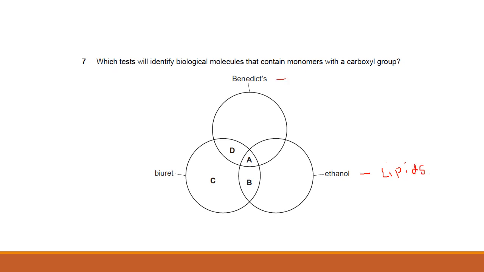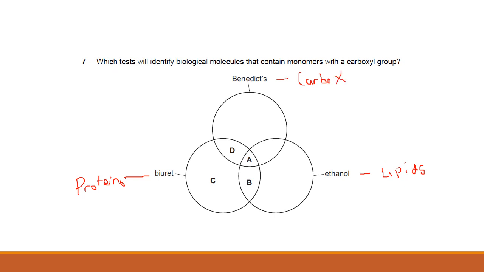I know that Benedict is for testing carbohydrates or reducing sugars. I'm just going to put there as carbo. And Biuret is for testing proteins. Okay. So now that I know all of these three, which of these have a carboxyl group in their structure?